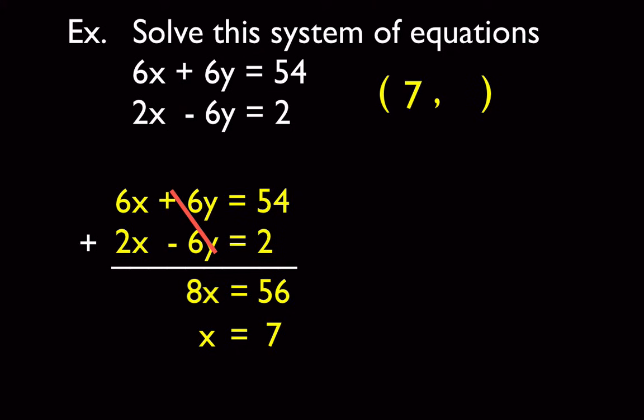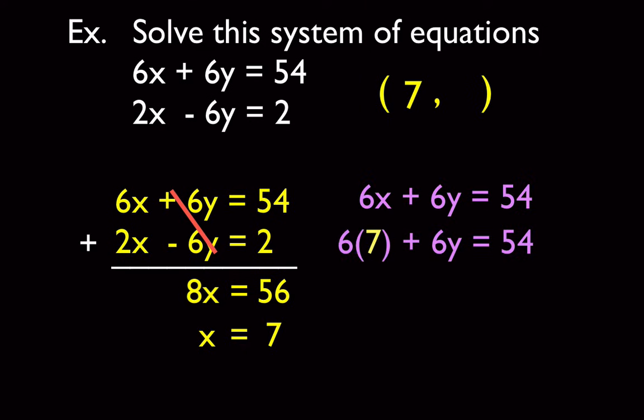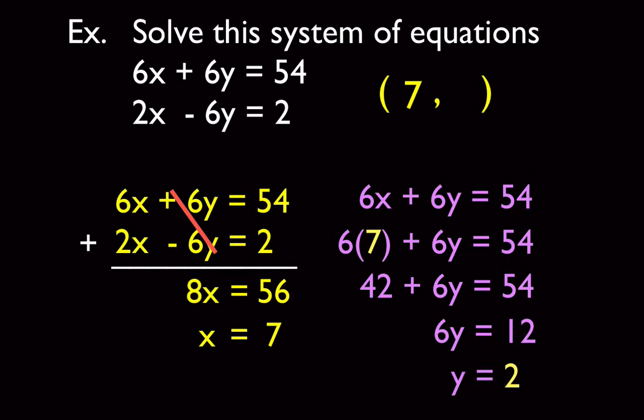Now pick whichever one you thought was easier to solve. Doesn't matter if you pick top or bottom. I always have students who pick both. I like the top one because there's no negatives. Some of you might like the bottom one because it's smaller numbers. They're both fine. Solving, 6 times 7 is 42. Subtracting 42, I get a nice neat number, and y equals 2. My point now is 7, 2.